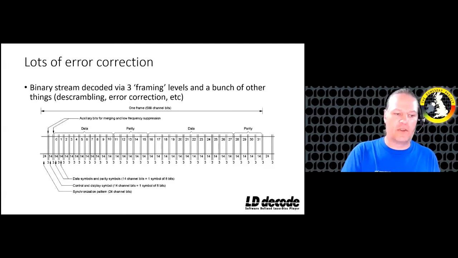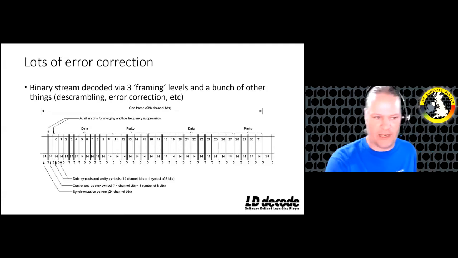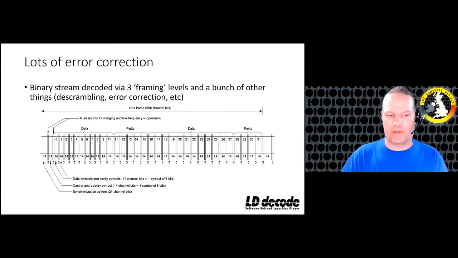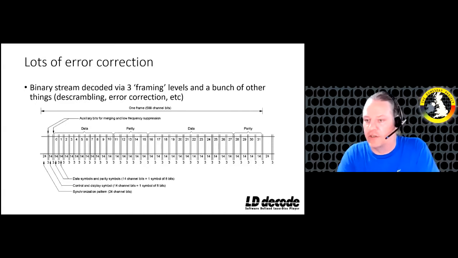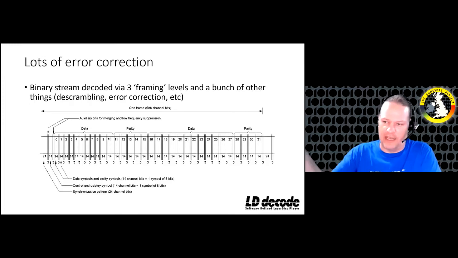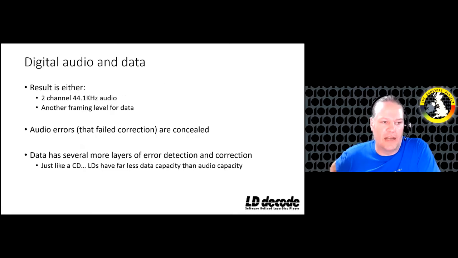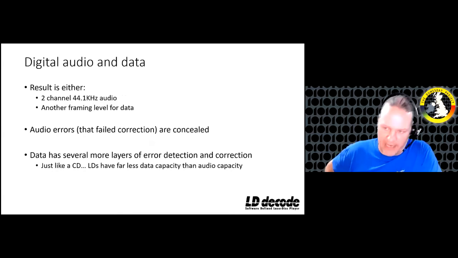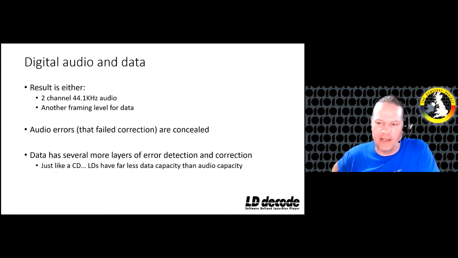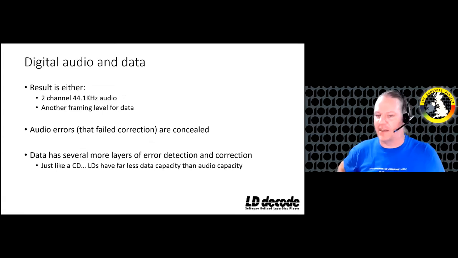That then decodes down into a binary stream that contains frames, and each one of those frames contains a lot of other things like error correction. That's for the same reason that when you have a CD, you can scratch it and it still plays fine. Exactly the same is true of LDs. It's quite resilient to data corruption. And really, it either comes down to 2 channels of 44.1 kilohertz audio, or there is another framing level which then goes through many more correction levels that then give you the actual data itself, which is why, just like CDs, Laserdiscs have far less capacity for data than they do for audio.